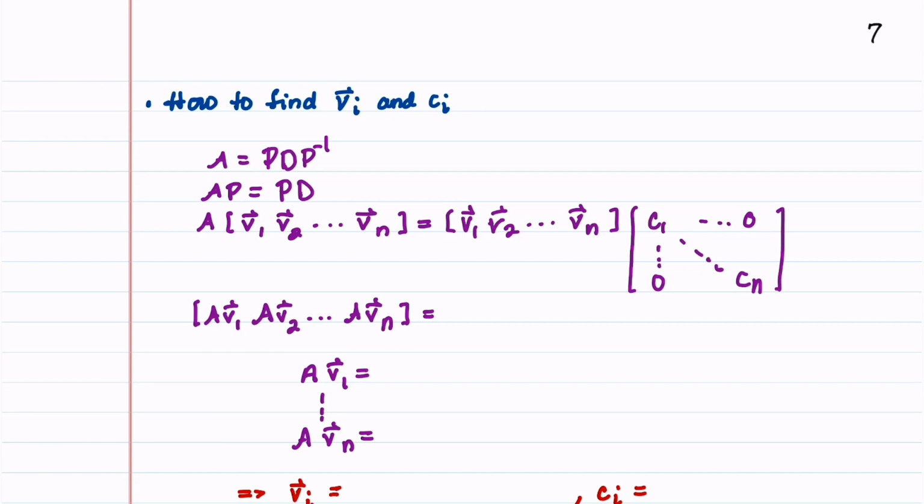Now we're going to multiply everything through. If we pull our matrix A in, our matrix A is going to multiply all of those vectors. Our right-hand side now looks like this: C1 V1, C2 V2, all the way up through Cn Vn. Now we're going to equate the columns. Our first column is A V1 on the left, and it's going to equal C1 V1 on the right, all the way up through our last column. A Vn on the left is equal to our last column, Cn Vn on the right.